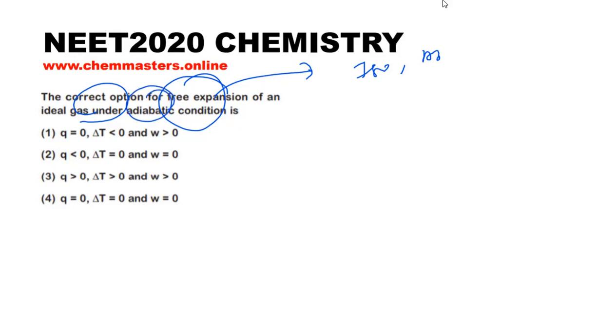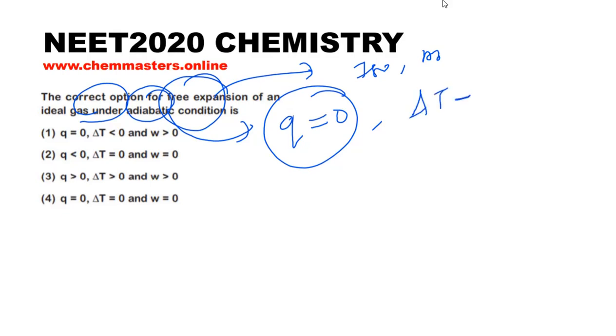What is the meaning of adiabatic? That is, heat change equals 0 for that system. So Q equals 0. So adiabatic simply indicates Q equals 0. And whenever the heat change is 0, then the change in temperature must be 0. And in that condition, the work done also should be 0. So from all these cases, we simply give the fourth option as the correct one.